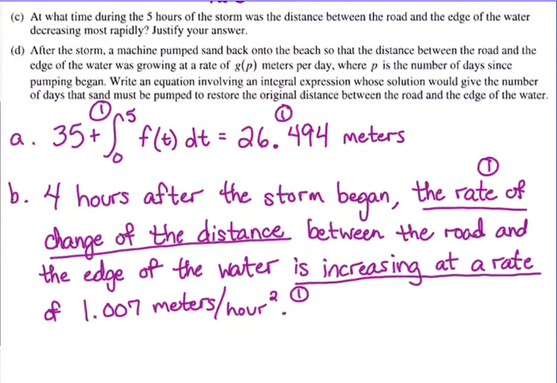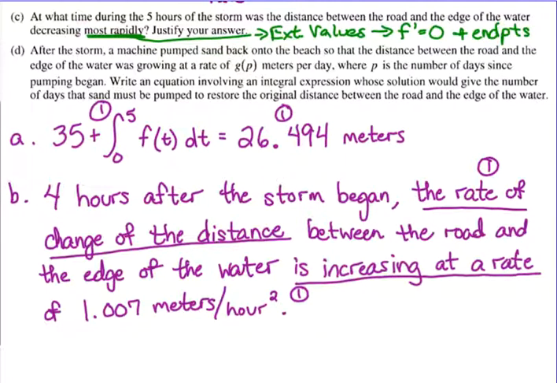Okay, let's look at part C. At what time during the 5 hours of the storm was the distance between the road and the edge of the water decreasing most rapidly? Okay, anytime you see these extreme words, most, maximum, minimum, least, things like that, you should be thinking extreme values, which leads you to the derivative equal to 0 and your endpoints.